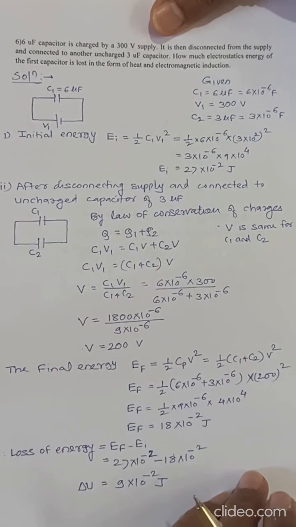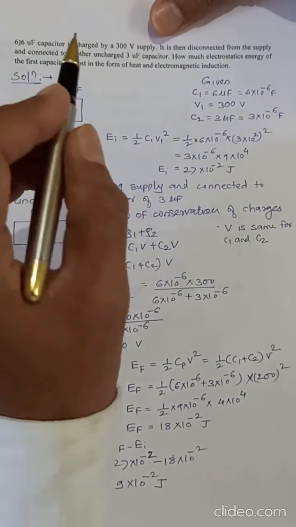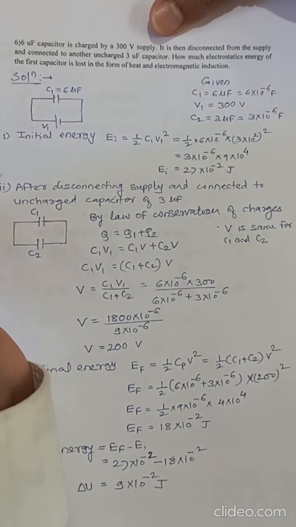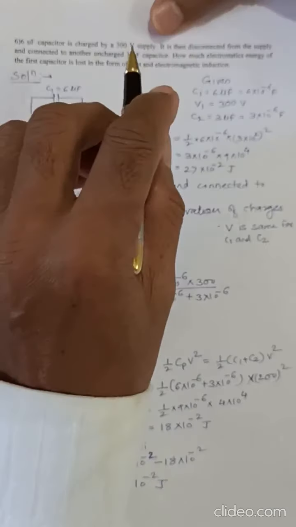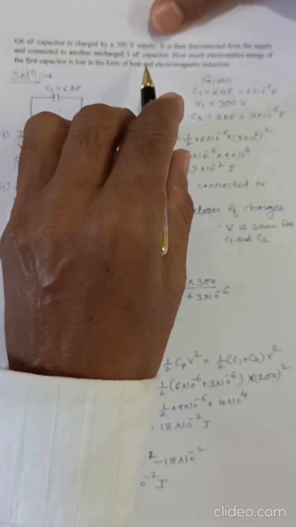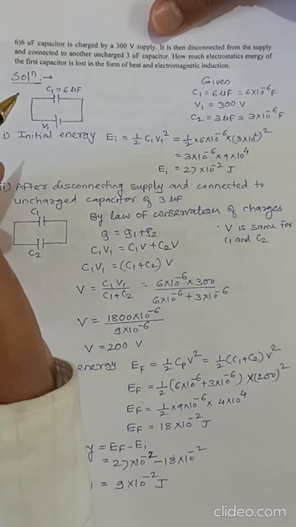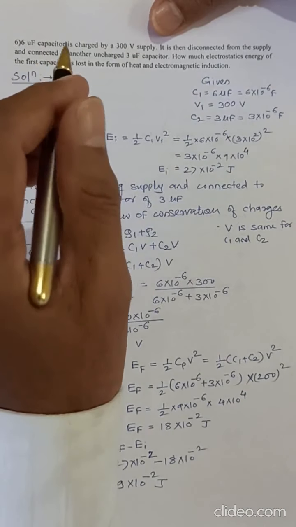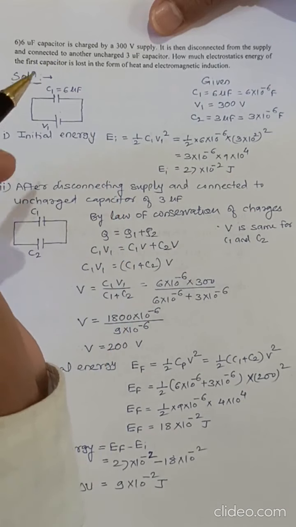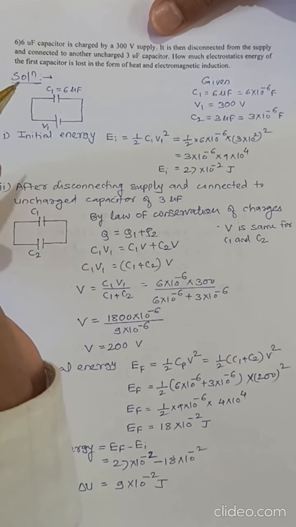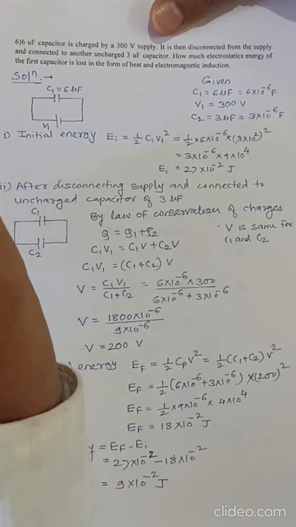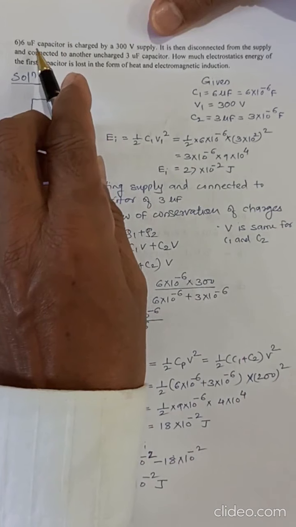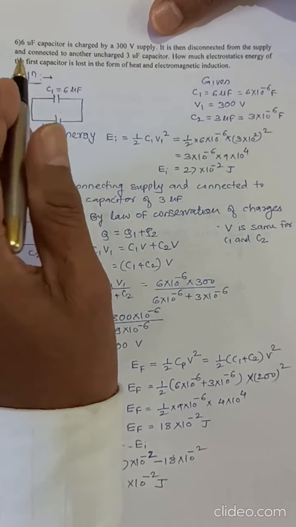We know that when two capacitors are connected in series, the capacity of the combination decreases, and when two condensers are connected in parallel, the capacity of the combination increases. So look at the first condition.